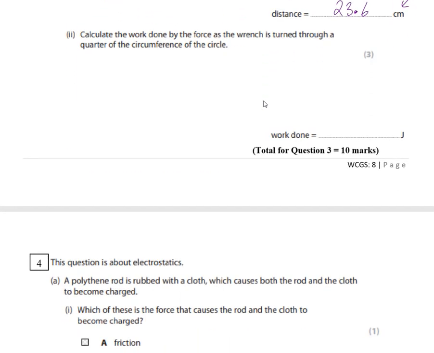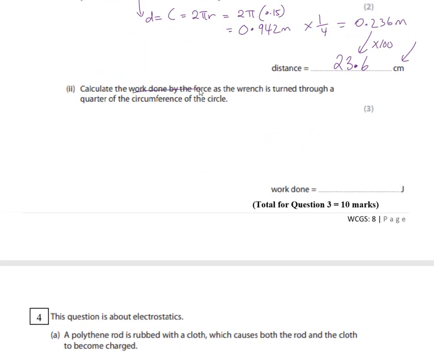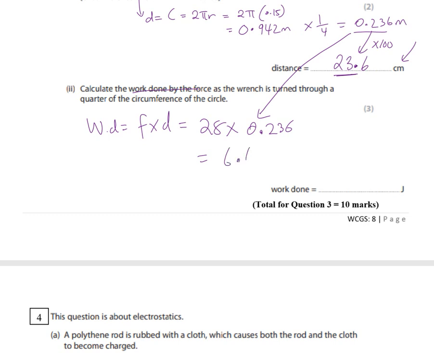Okay, calculate the work done. The work done equation is given to you in the question. Work done is force times the distance. We know the force is 28, and the distance we know is this one here. We need to convert this, so the one I'm going to use is this one, 0.36. This times the force gives 6.6, so 6.6 over there.